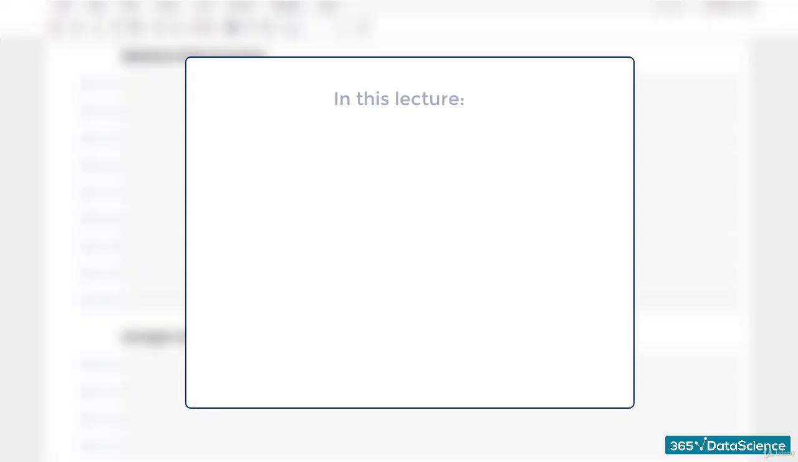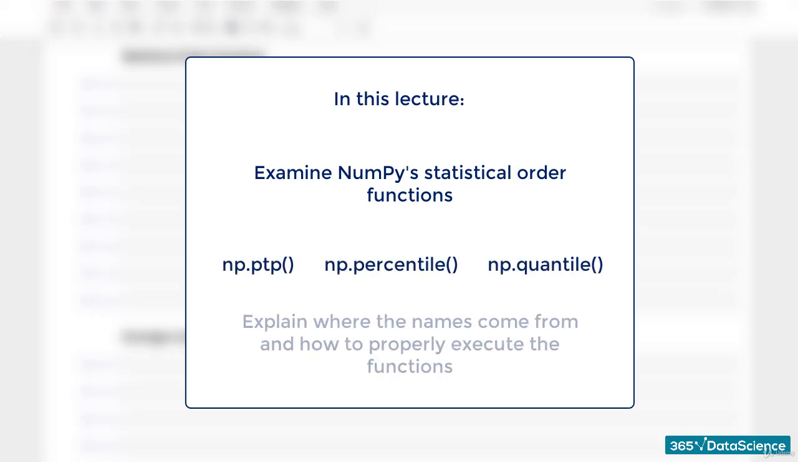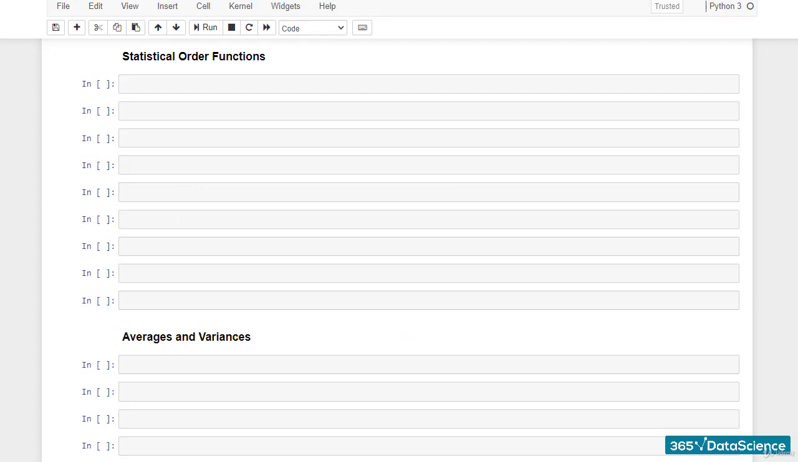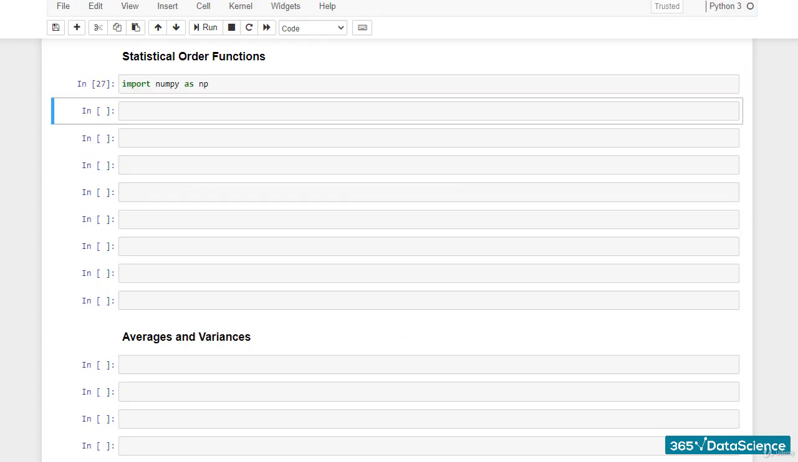Hello again. In this lecture, we're going to examine NumPy's statistical order functions. These will include PTP, percentile, and quantile. We will explain where the names come from and how to properly execute the functions themselves. All right, let's go right ahead. As always, we start out by importing the NumPy library and defining the matrix A array again.